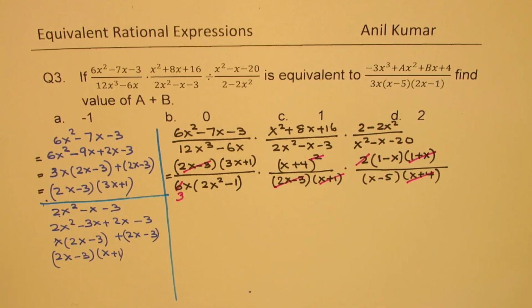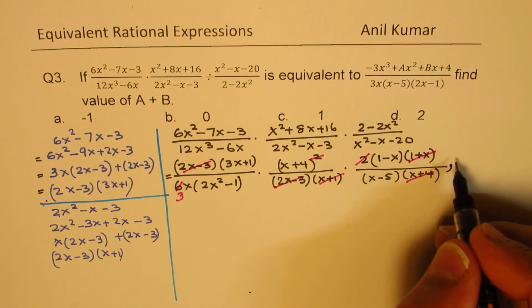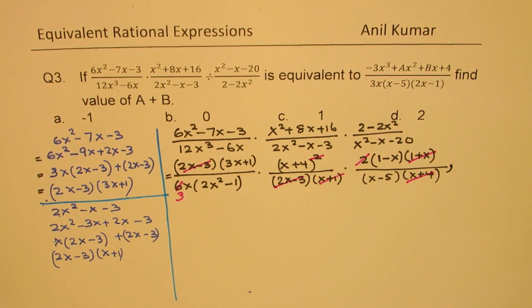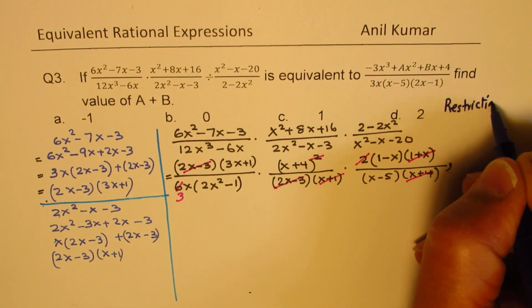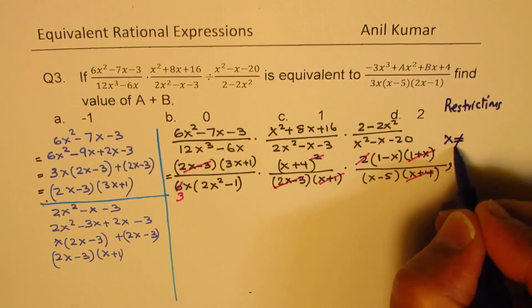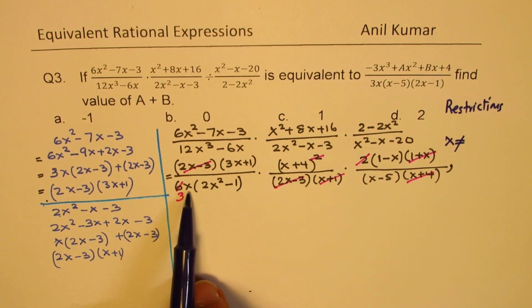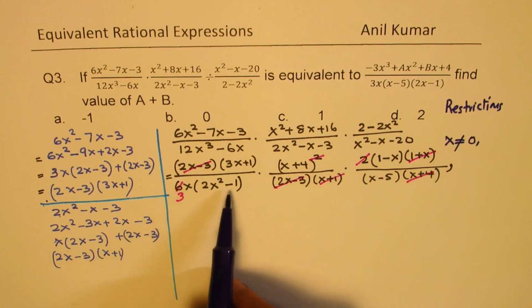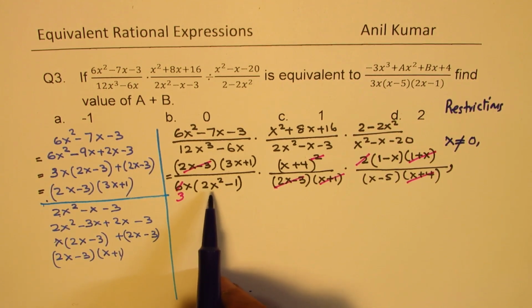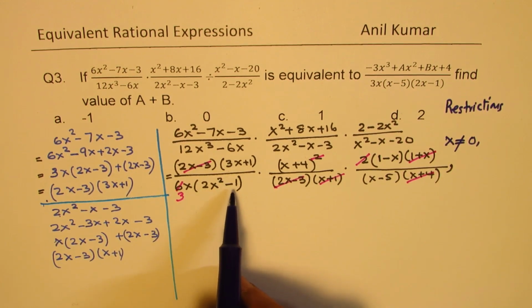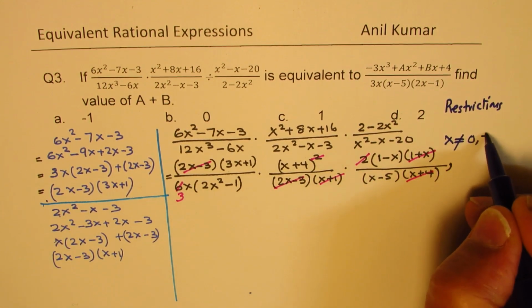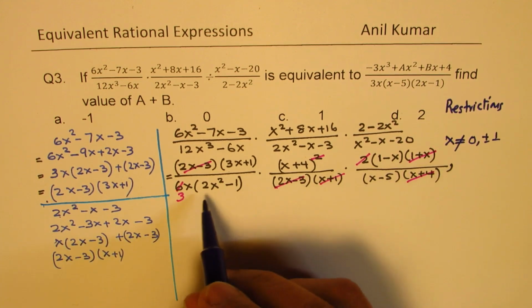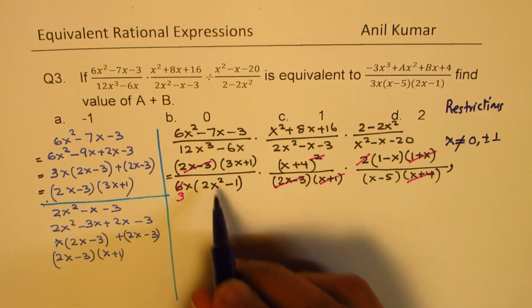Now this is a good time to write restrictions also. So let me include restrictions. Let me write them in a different color. So I'm going to write restrictions. So we say x is not equal to what? So let's begin from here. 0, right? Then here we get plus minus 1 over square root 2, right? Because this is x square minus 1, correct? 2 times x square minus 1. So we get plus minus 1 over, because you have to divide by this, right?